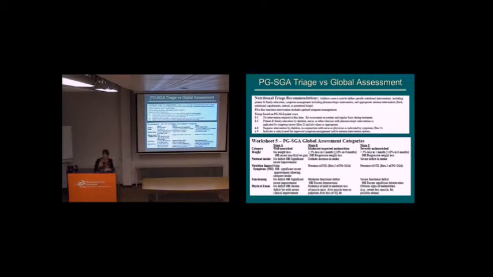So now we've done the entire PG-SGA. We've talked about the triage. The only place that we ended up making much of a difference in our assessment was we went 2 to 3 for this second one. Other than that, everybody agreed with our assessment.